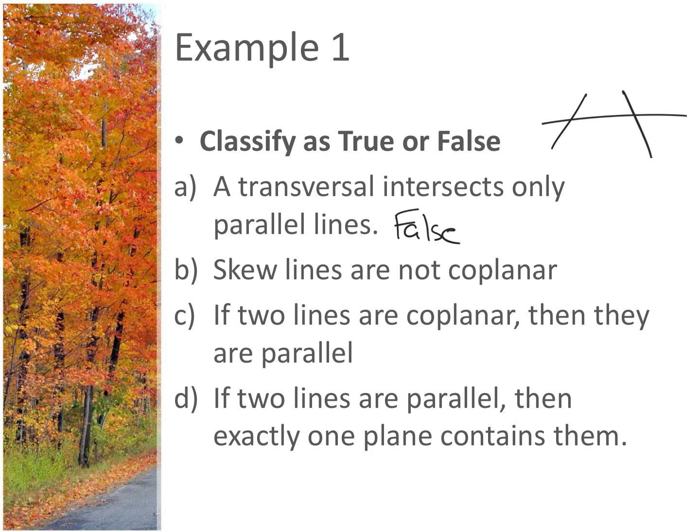For B, skew lines are not coplanar. True. So skew means not intersecting.